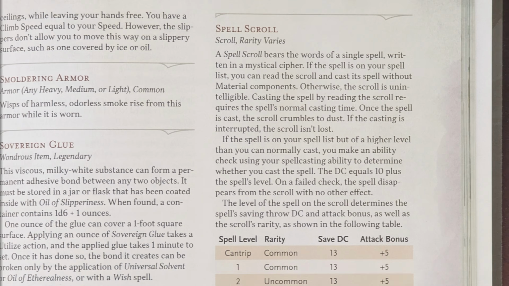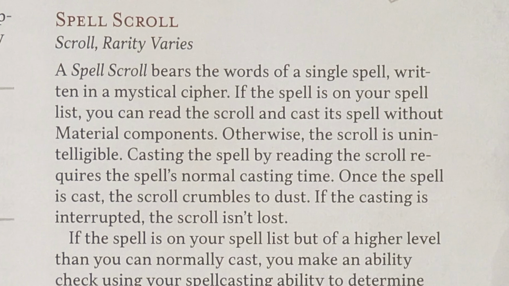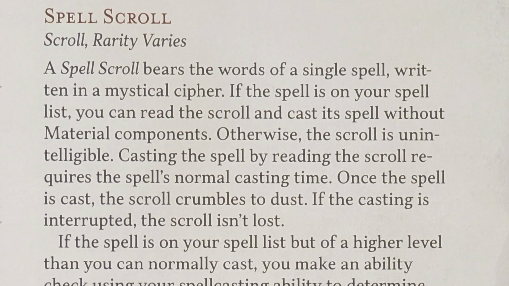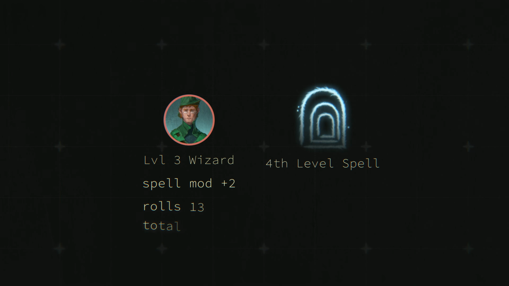Spell scrolls can be tricky. You can only use a spell scroll if the spell is on your class's spell list, otherwise you can't read it. If it's on your class's spell list, but at a higher level than you can cast, you can make an ability check using your spellcasting modifier, DC 10 plus the spell level. The really interesting piece though is the spell scroll determines the spell attack modifier and the save DC, not the ability of the spellcaster. This can sometimes be in your favor or sometimes work against you.